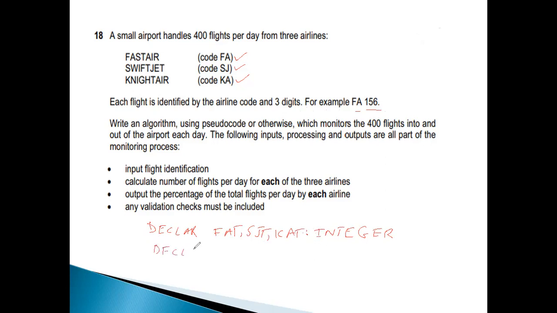Then declare SA or what we say, KA will be string. Okay? Yeah. String. Okay. What about this one? It says input flight identification. Okay. So you can give any name. So declare identification. Identification, or you can say letter code, number code. Okay. As integer.